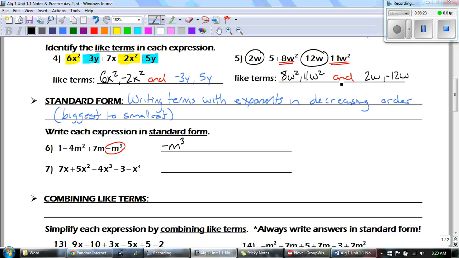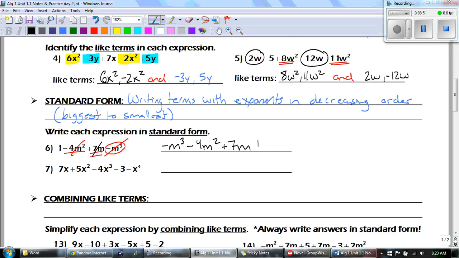That's what comes out first. Okay, so I took care of the negative m cubed. My next one is the negative 4m squared, so negative 4m squared. I took care of that one. Now I have the 7m, say positive 7m. And now that last one, the only number that I have left is 1.